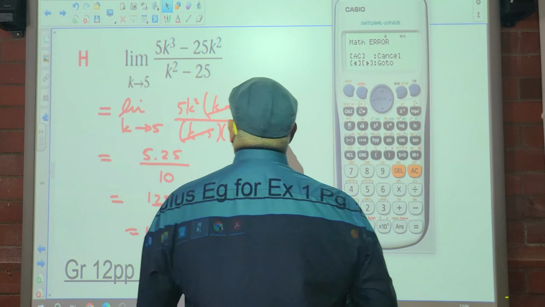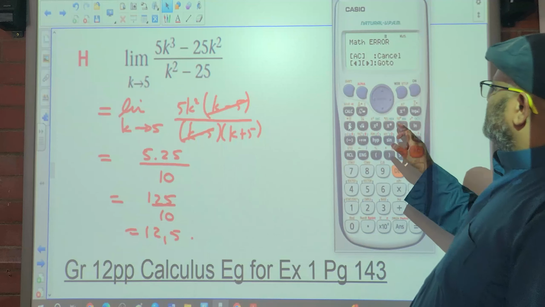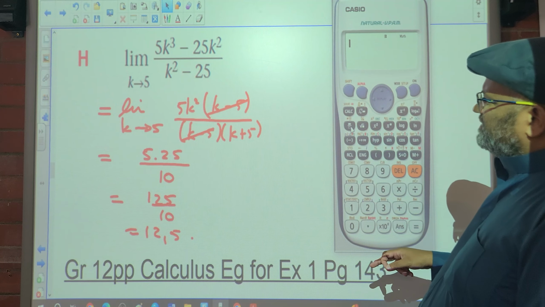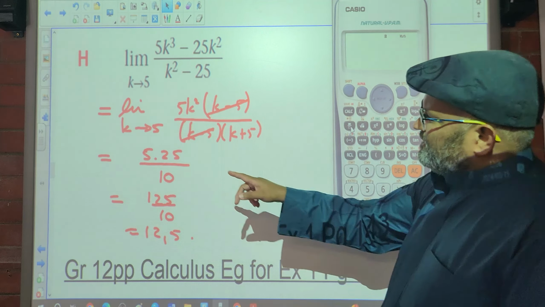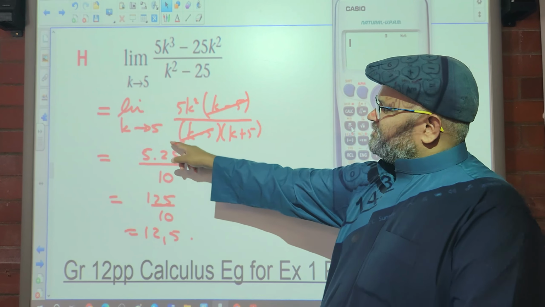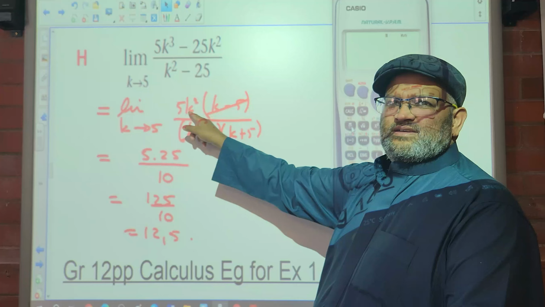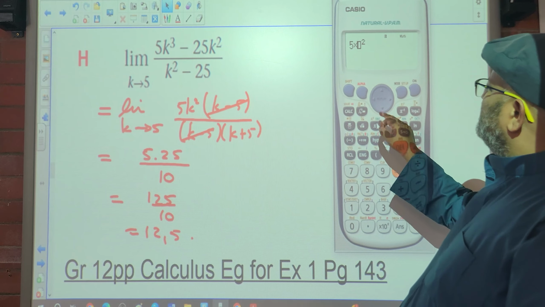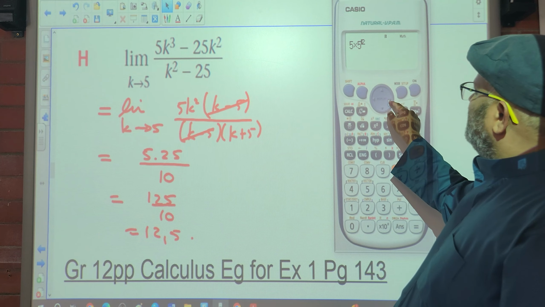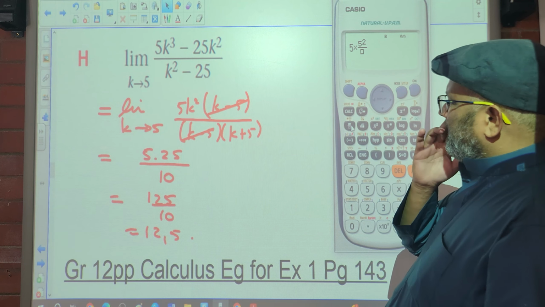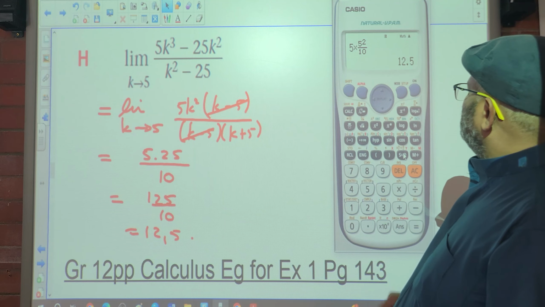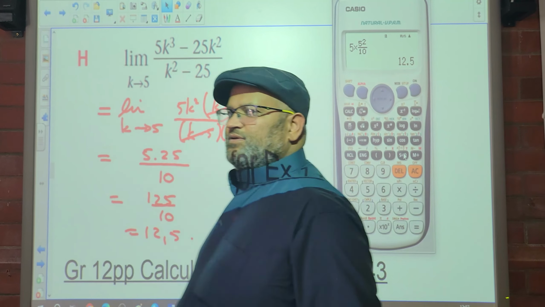You all agree with that? Did I make a mistake? No, it's 5 squared, it's 25. I'm putting 5 into the k, so it's 5 times 5 squared, and this is all over 5 plus 5, which is 10. 12.5. Okay.